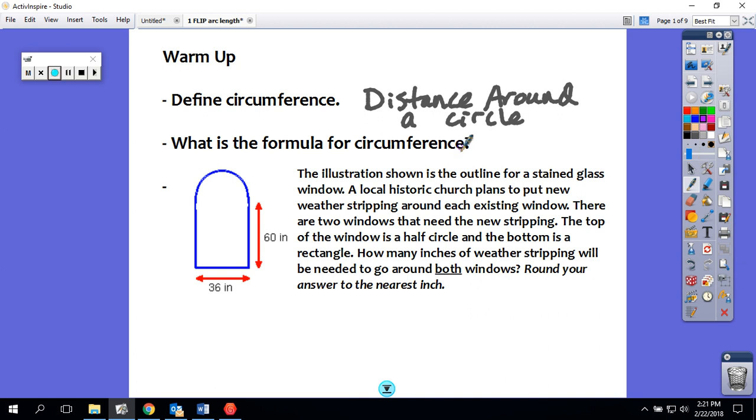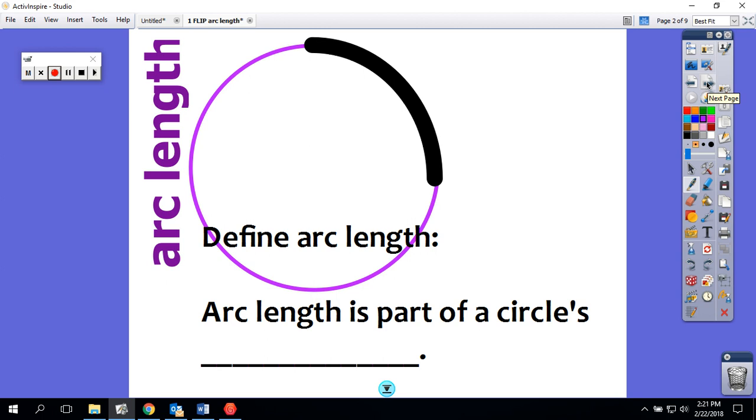Also, the formula for circumference, there are two. You might remember it like this, 2 pi r, or pi times diameter, pi times d. All right, so let's look at what we're learning today, which is all about arc length. Arc length is just the length of a piece of the edge of a circle.